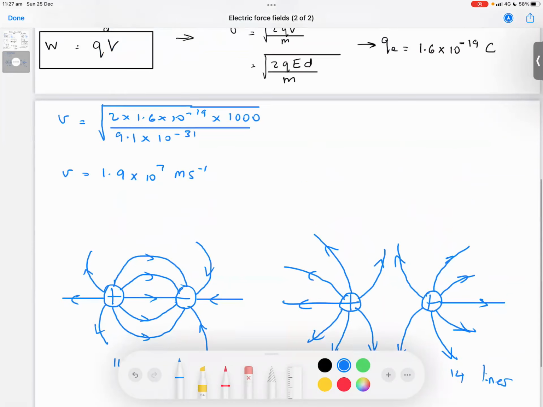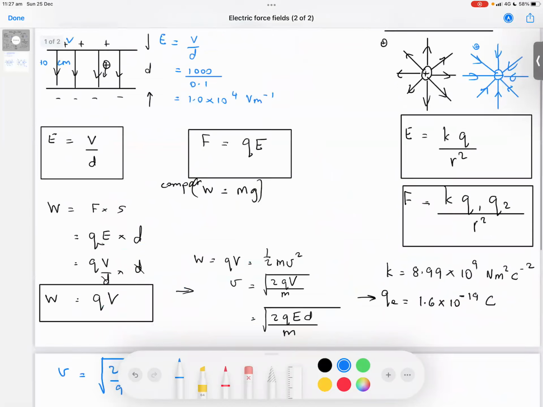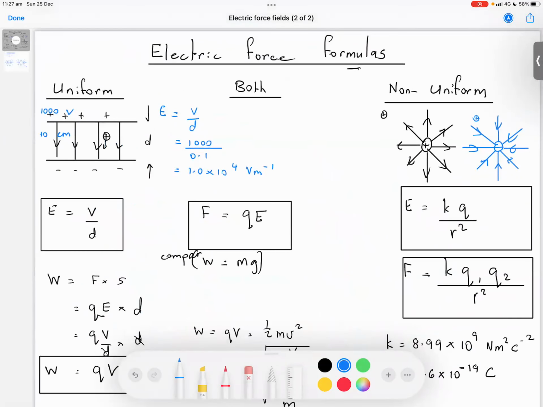So that's a very quick tour through electric force fields, just 10 minutes. It could take several hours to do, or many hours to probably complete, anything up to 20 hours to complete a whole chapter on the electric forces. But this is a basic introduction. I hope it serves you.